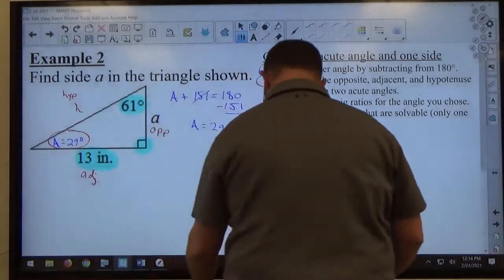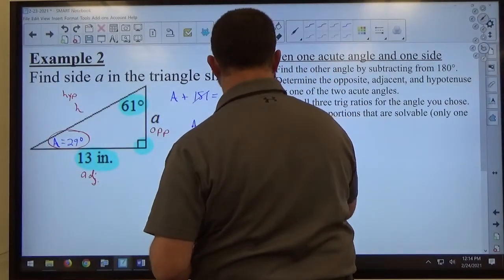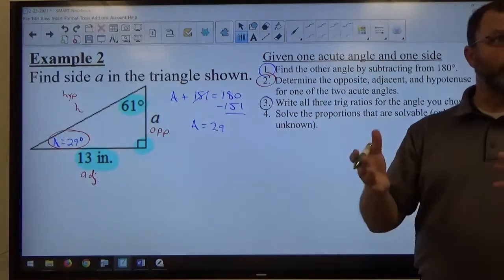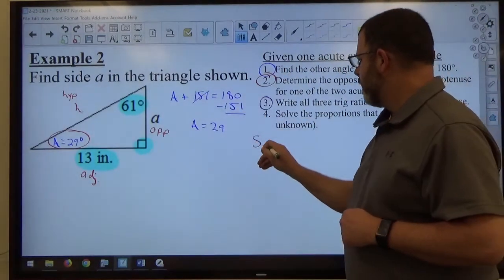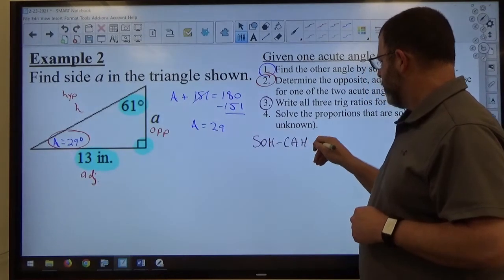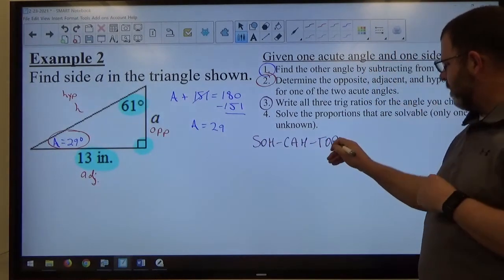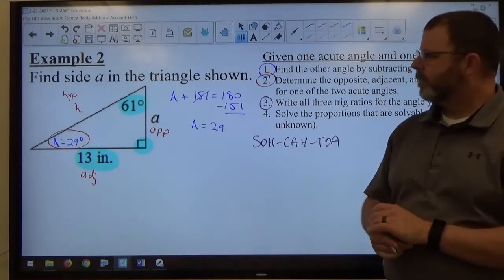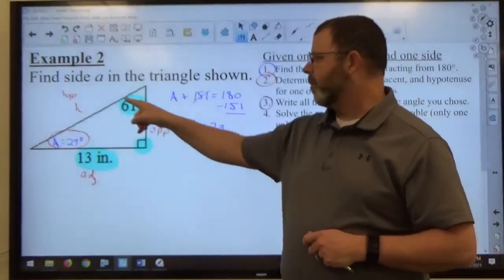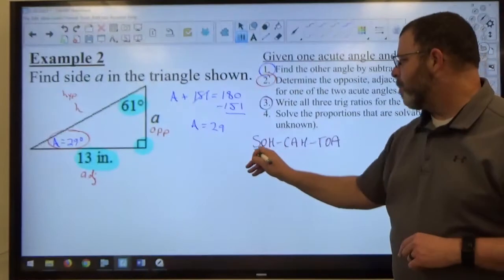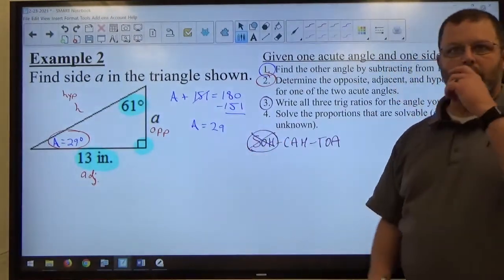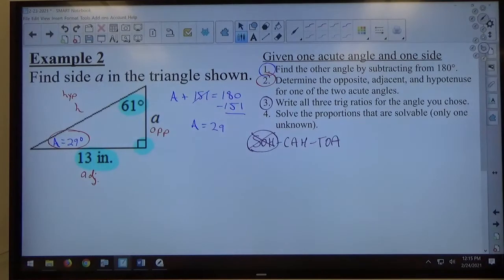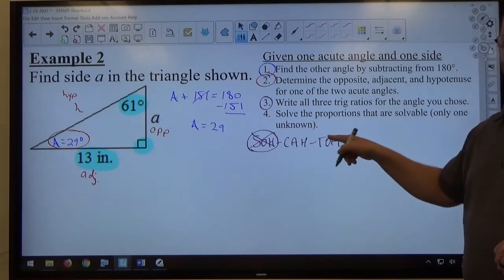Okay, step 3, we're going to write all three trig ratios for the angle we've chosen. So the angle we chose was 29, so my trig ratio is using SOHCAHTOA. Now before I do SOHCAHTOA this time, let's focus on what we can't find. Looking at what we don't know, everybody sees we don't know the opposite side A, we don't know the hypotenuse H. So if I don't know the opposite or the hypotenuse, that means I'm going to throw out the sine on this one. If you write it out, you'll have an unworkable portion anyway, so it's simple enough just to say let's not write that one down. So cosine and tangent are both going to help us find stuff.